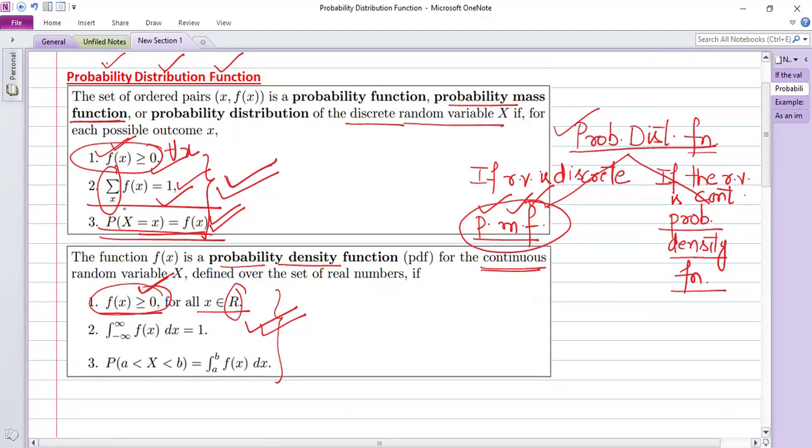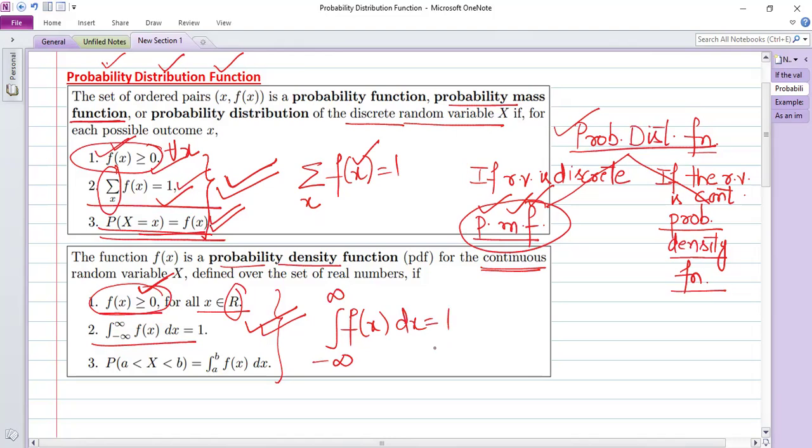Now, in the discrete case, we have the summation over the entire range of the random variable, and it was 1. But here we have the integration of f over the entire range of the random variable x, and it will be 1. The reason for this is that the definite integration of a certain function f(x) is nothing but the limit as n tends to infinity of the summation of f(xi) times delta xi, for i from 1 to n.